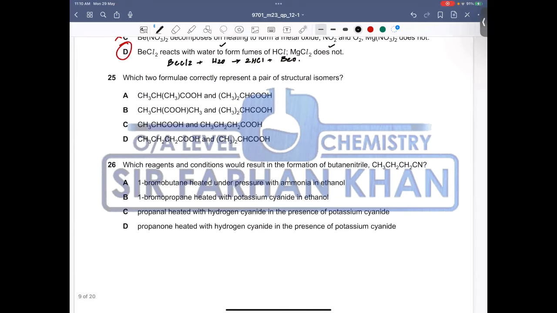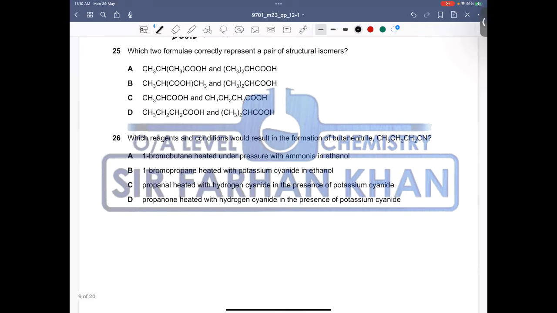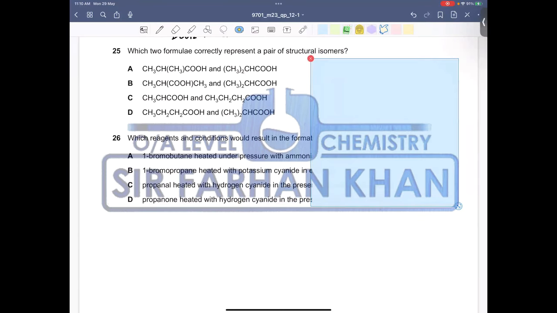Oh my goodness, organic chemistry again. Okay, let's solve organic chemistry here. First, read the question. Which two formulae correctly represent a pair of structural isomers?